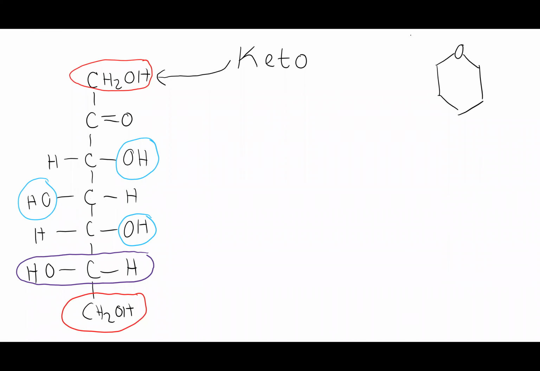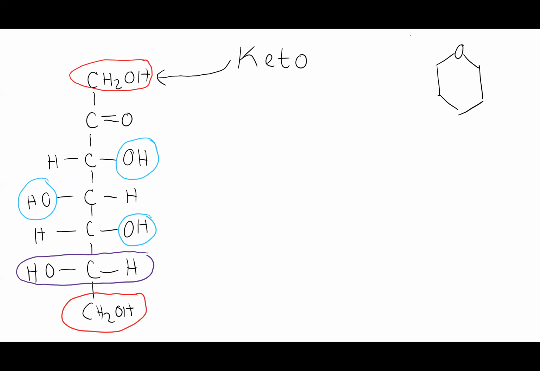Hi all, I am making a video to explain some of the drawing techniques in looking at sugars and just understanding going from this idea of a Fischer projection, which I've shown to the left. This is that linear chain versus our Haworth projection, which is the cyclical version of a sugar.